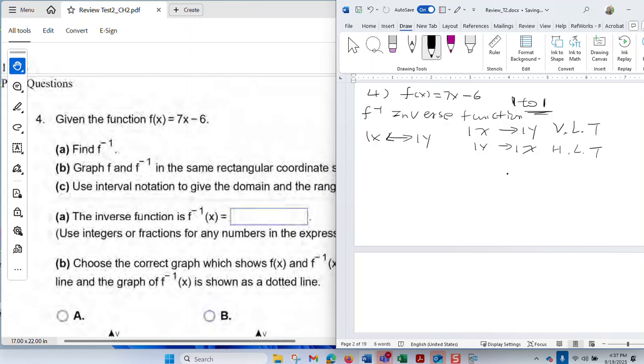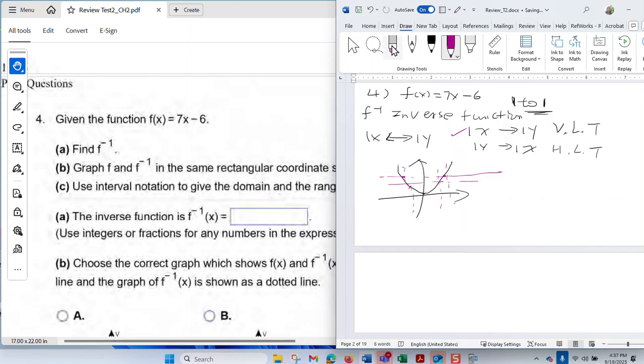If you look at this kind of function right here, this one is a function because it passes the vertical line test. If you drop a vertical line, it only passes one point of the graph. So that one is a function. But this one didn't pass the horizontal line test because if I drop a horizontal line right here, it crosses two points. So this one is a function, but not a one-to-one function.